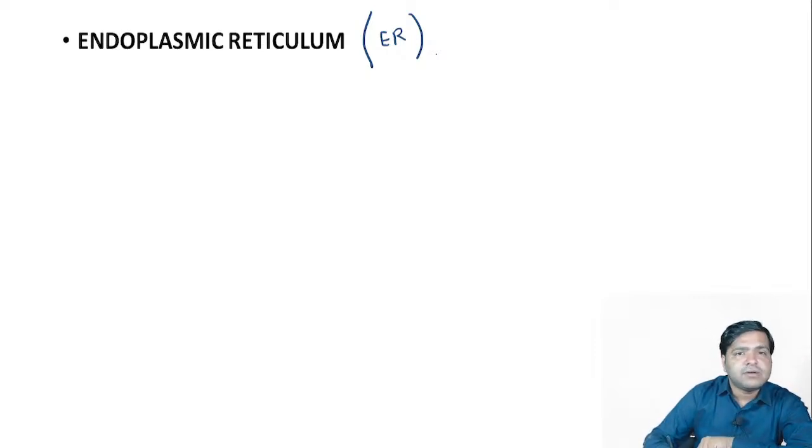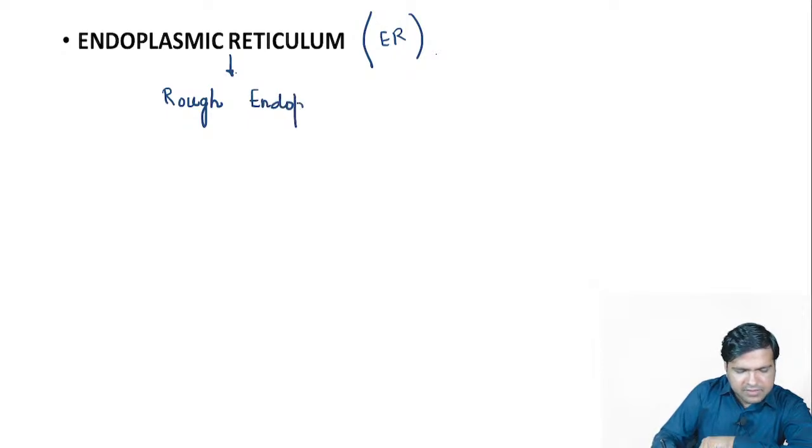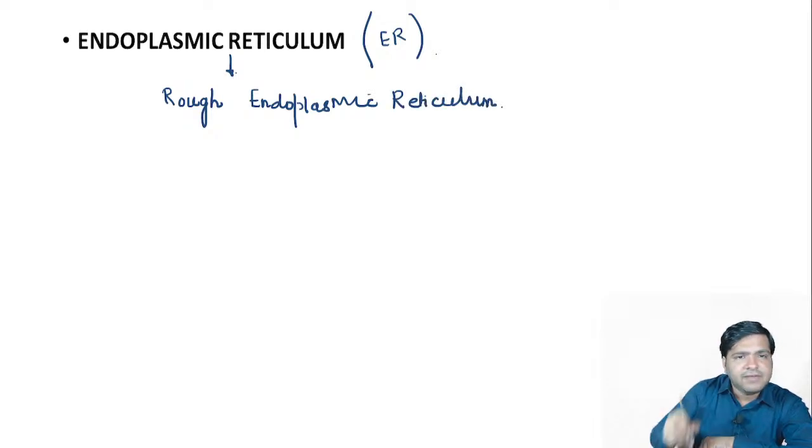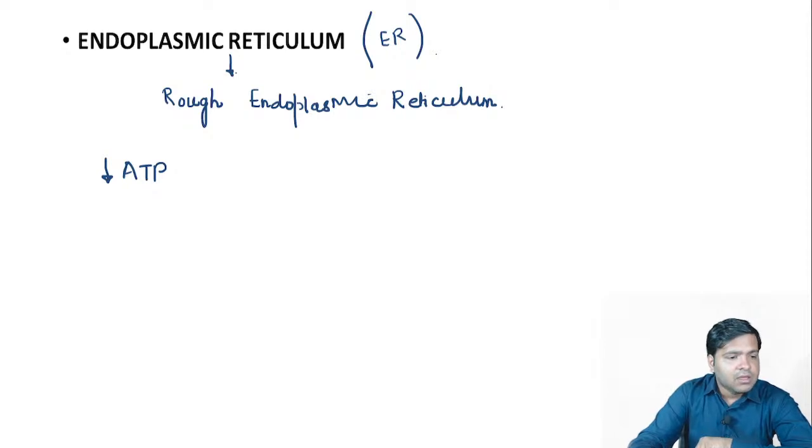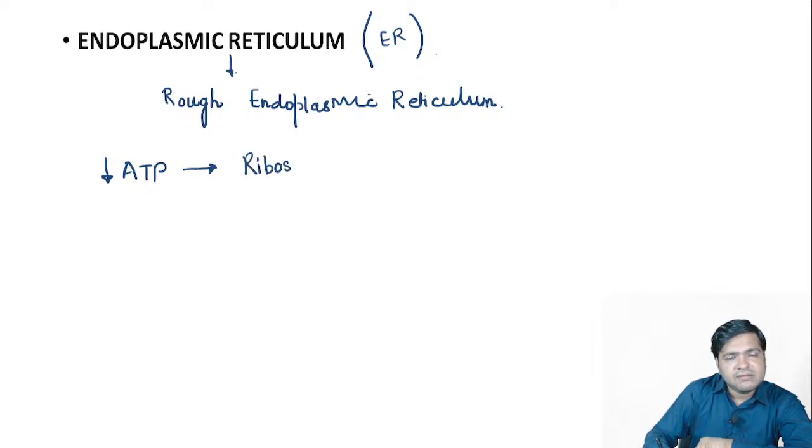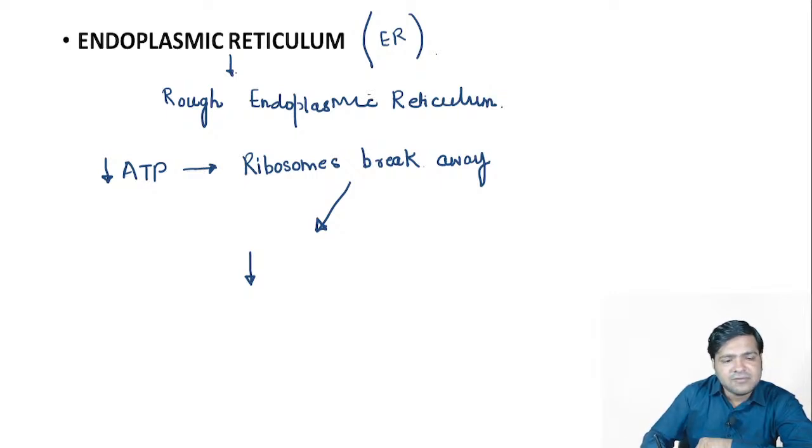Endoplasmic reticulum, guys, you are very well up here. Majorly, we will talk about the rough endoplasmic reticulum. And you are very well aware that if suppose there is a decrease in the ATP, what will happen? The ribosomes that are the sites of protein synthesis will break away because of no ATP. And ultimately there will be a decrease in the protein synthesis.